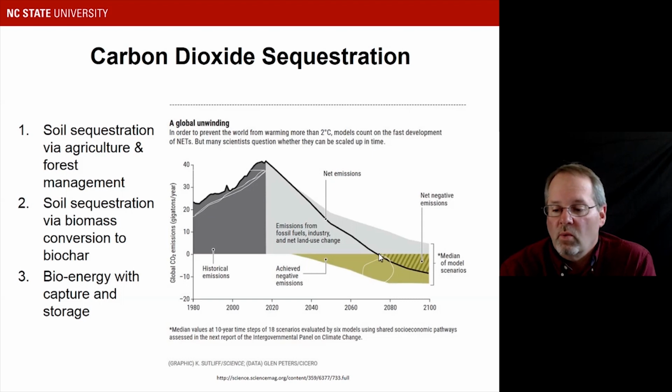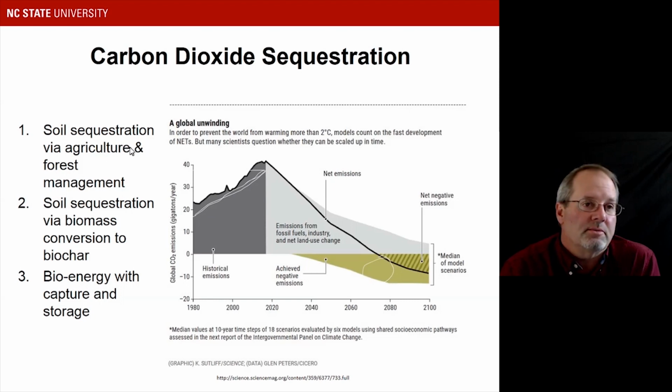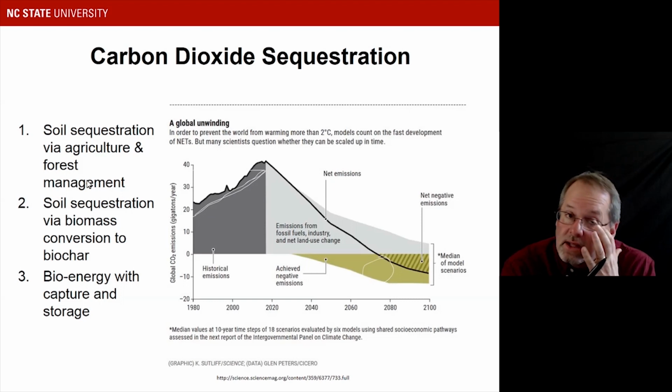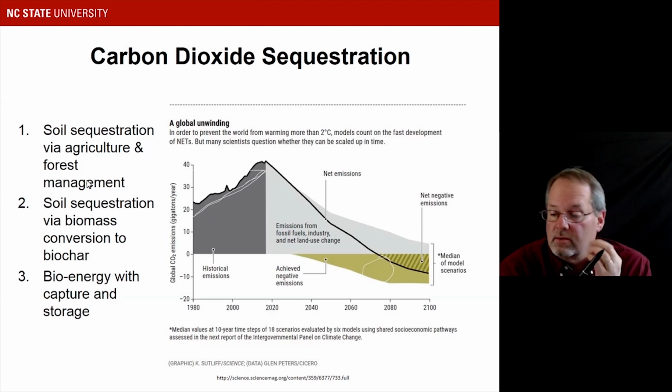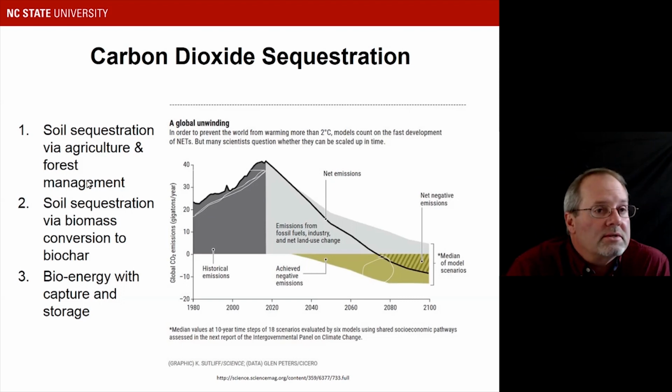So one way that we can do that is by soil sequestration and forest management. When we grow a new forest, there's a lot of carbon that's stored in that tree, and it can be stored there for many, many years. Also, if we leave the soil undisturbed, the soil can accumulate a lot of that carbon. So that's a very useful way of storing carbon in forests.